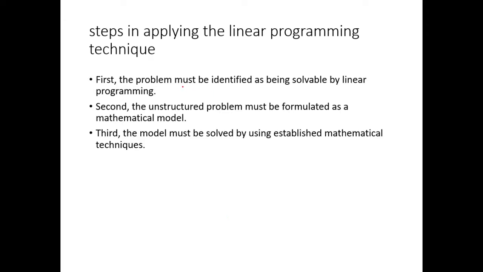First, the problem must be identified as being solvable by linear programming. For us, the problems that we'll get, like in transportation, where we said it's a balanced problem, we'll just check whether it is balanced or not. In the case of linear programming problems also, the first criterion is to check whether it is solvable by linear programming or not. That means whether the variables have a linear relationship or not.